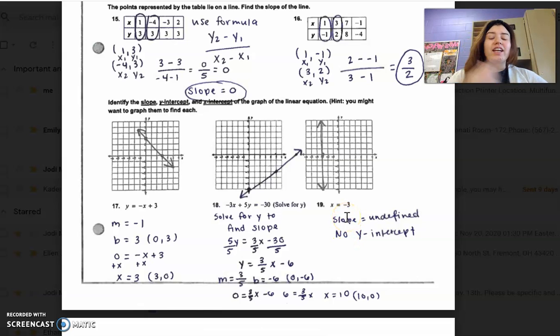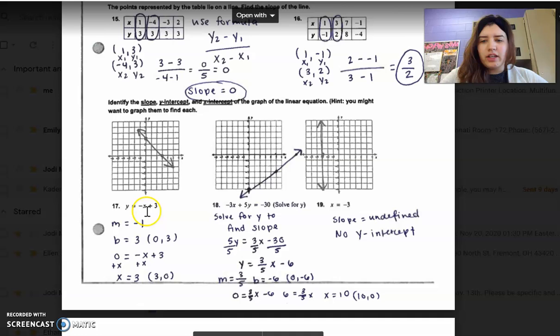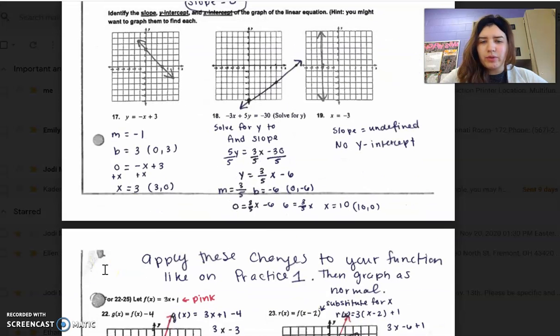And for 19, x equals -3. So we know that if x equals -3, we're going to our x-axis, marking our dot on -3, drawing a vertical line. And that slope has rise, has no run, so when there's no run, it's undefined. And of course, there's no y-intercept with that graph.